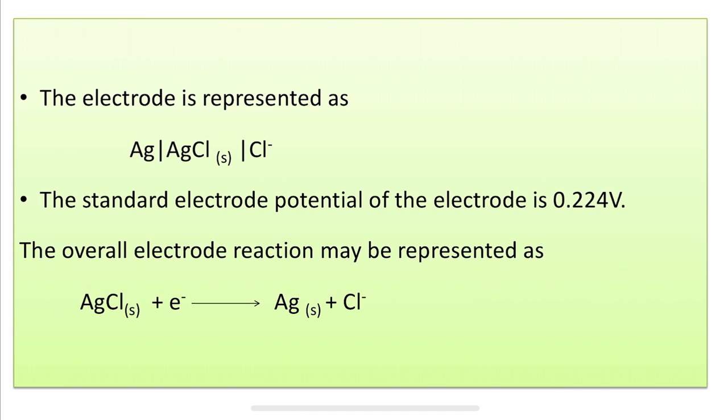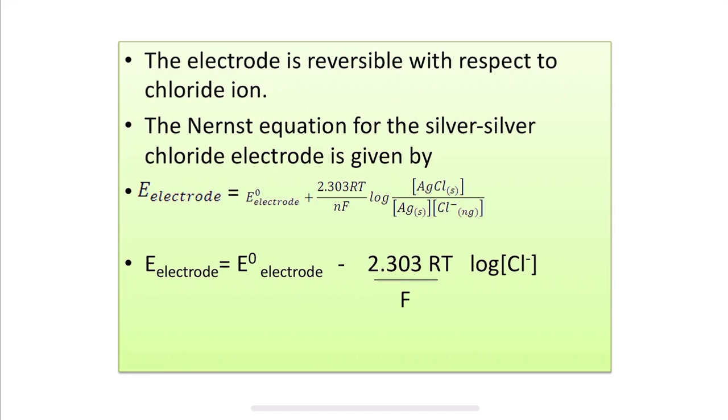When the electrode acts as the reduction electrode, the following reaction takes place. That is, AgCl forms silver and chloride ions. So the reduction of the electrode is represented in this way. The electrode is reversible, as I said, with respect to chloride ions.